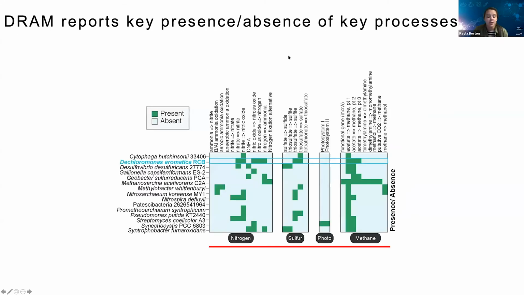For the presence absence of specific functions, some require the presence of a single gene, while others require one or more annotations from sets of genes to be present. So for example, if we look at methanogenesis, we're requiring an MCRA here.